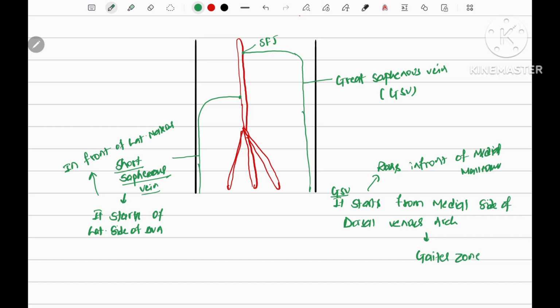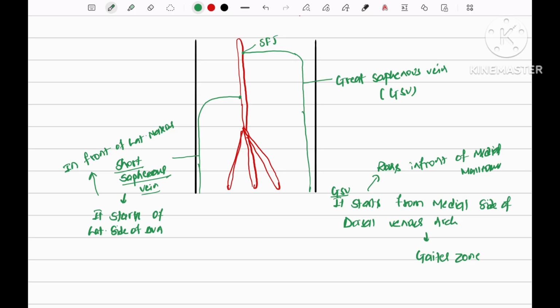The army police used to put on socks. This gaiter zone begins from the level of the ankle to the mid calf. Okay, so this area has to be protected by the army, in order to prevent mud, dust, or animal bites. So this varicose ulcer, if the great saphenous vein is involved, then the gaiter zone, the zone where we wear the socks, gets involved. Okay, so we have to know that.